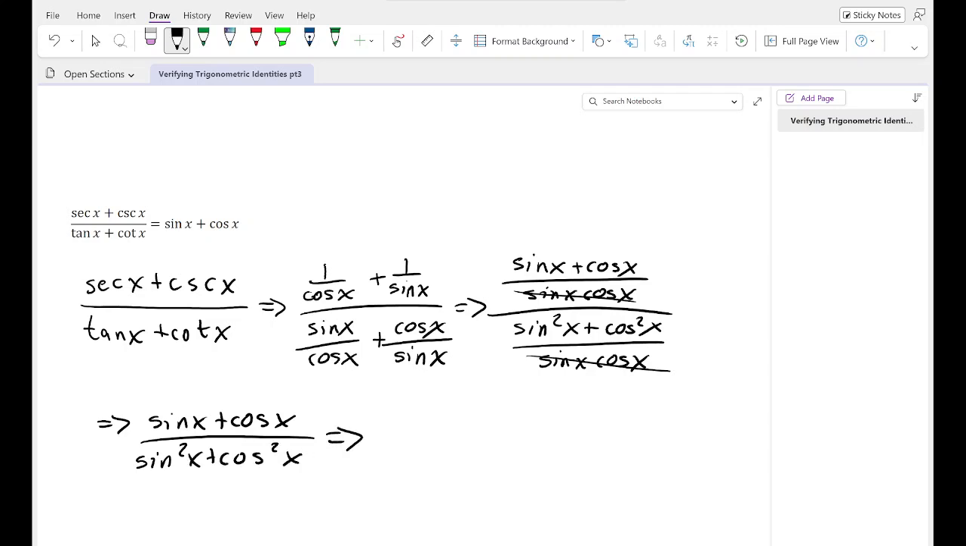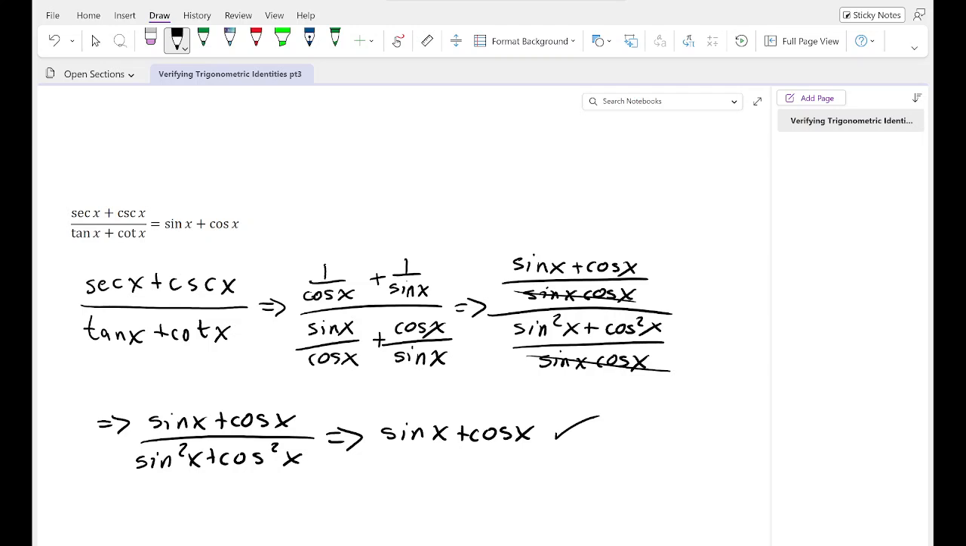And again, I think back to my Pythagorean identity, especially the one I used up top. Sine squared plus cosine squared equals 1. So sine x plus cosine x over 1. We don't really need the over 1, so we can get rid of that and just say it's sine x plus cosine x, which happens again to equal the right-hand side, again proving or validating the trig identity.